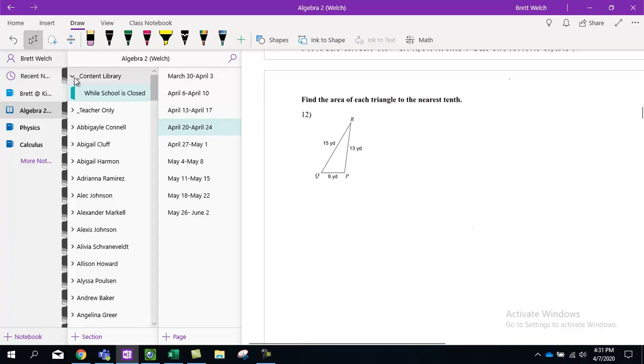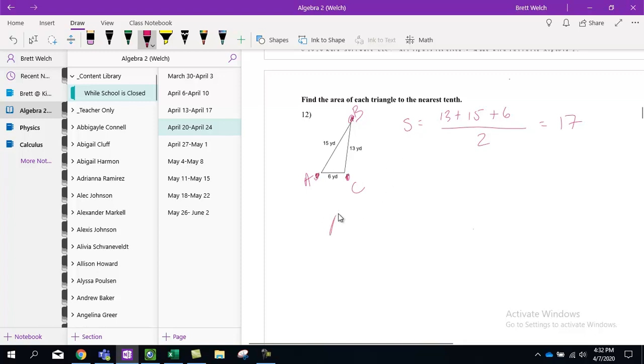Now Heron's formula, you know, they use A, B, and C instead of P, Q, and R. So if that bothers you, you are more than welcome to come in here and relabel this A, B, and C. All that really matters is first you need the semi-perimeter, the S, which is half of the perimeter. So you can take 13 plus 15 plus 6, and you divide all that by 2. 13 plus 15 is 28. 28 plus 6 is 34. Half of 34 is 17.